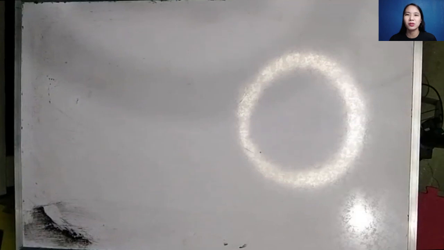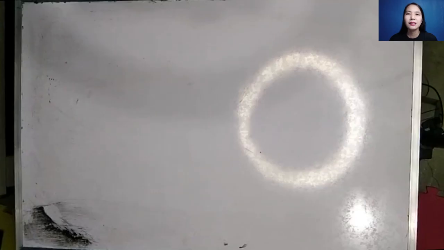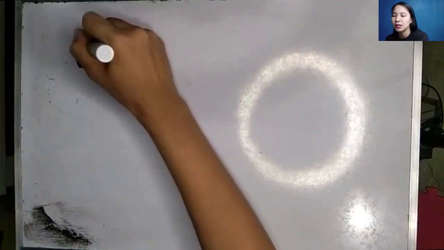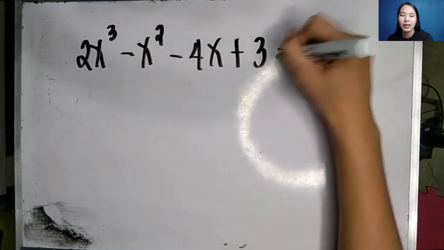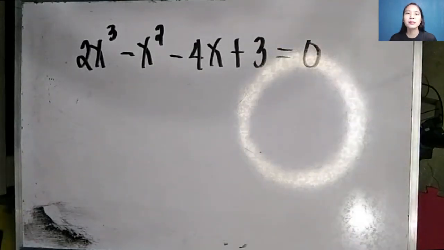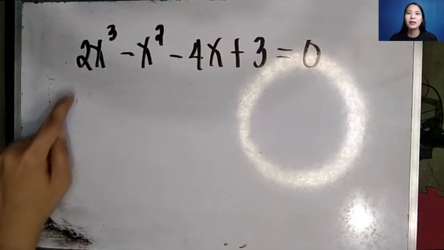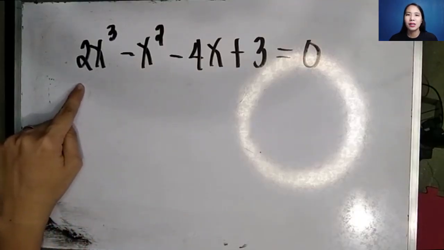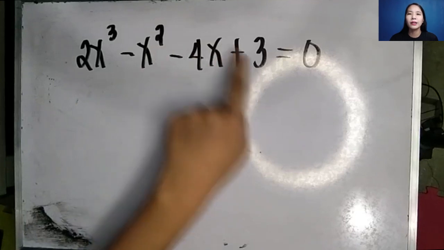In solving polynomial equations which are not expressed in factored form, we use the factor theorem, synthetic division, and the rational root theorem. In performing the rational root theorem, we follow certain steps. Let us have an example. The given equation is 2x^3 - x^2 - 4x + 3 = 0. The first step is to arrange the polynomial in descending order. In our given equation, it is already arranged in descending order because we have raised to 3, raised to 2, raised to 1, and our constant term.